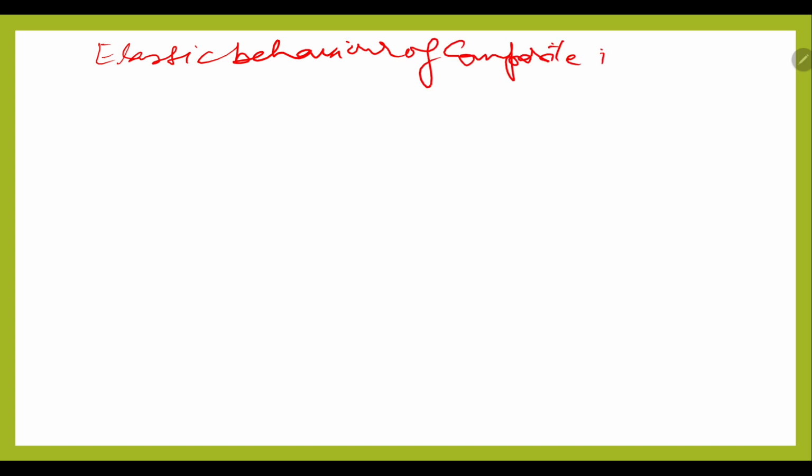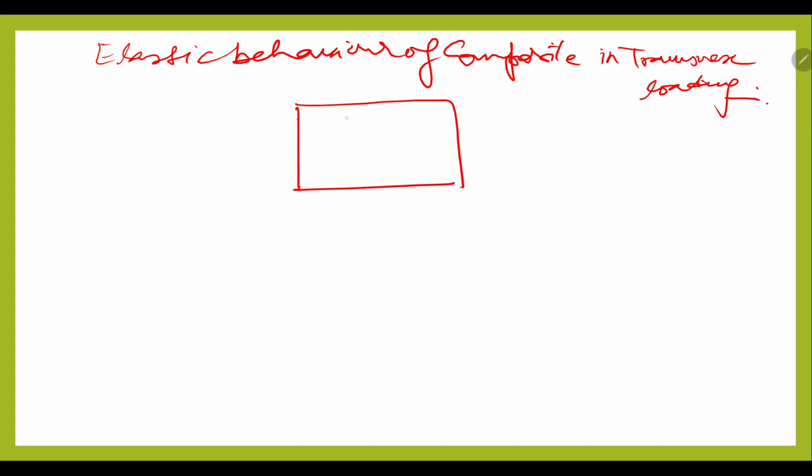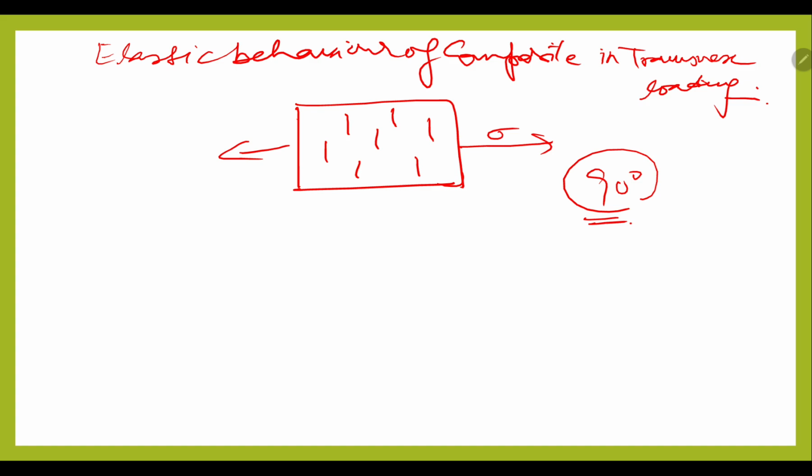So in this case we will see the elastic behavior of composite in transverse loading. A continuous and oriented fiber loaded may be like this in the matrix, and the loading direction is this. So the fiber is oriented to the loading direction at a 90 degree.